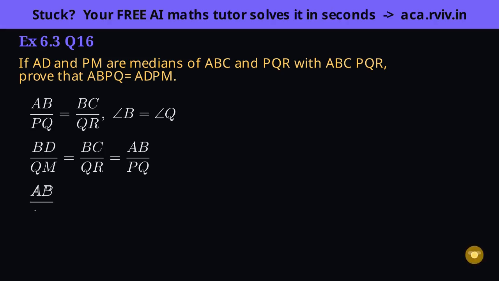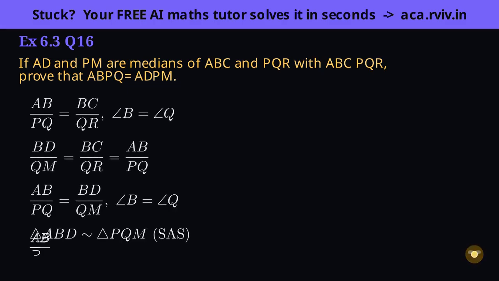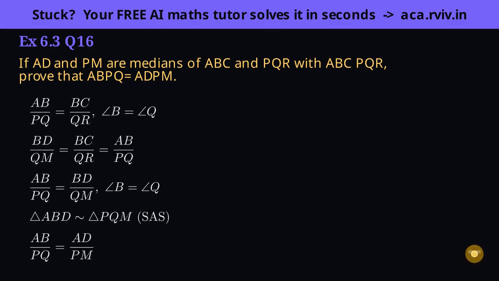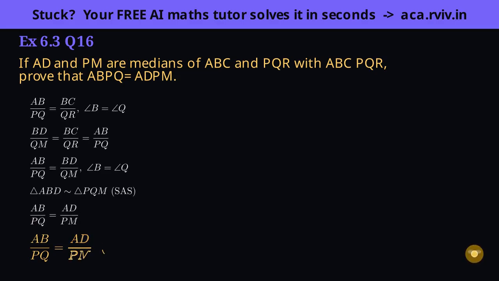So in triangles ABD and PQM, two sides are proportional with the included angle B equal to Q. That is SAS similarity of the two smaller triangles. Their corresponding sides give the median ratio equal to the side ratio. In sight, because a median always halves its side, corresponding medians of similar triangles carry the very same ratio.